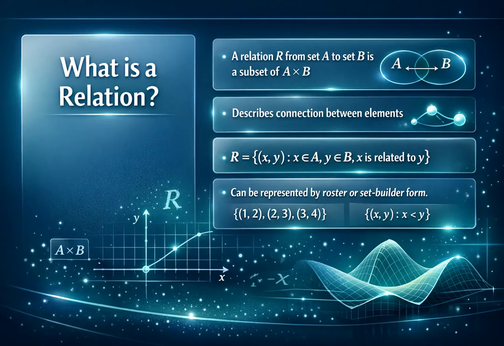Now let's understand what a relation is. A relation R from set A to set B is simply a subset of the Cartesian product A cross B.